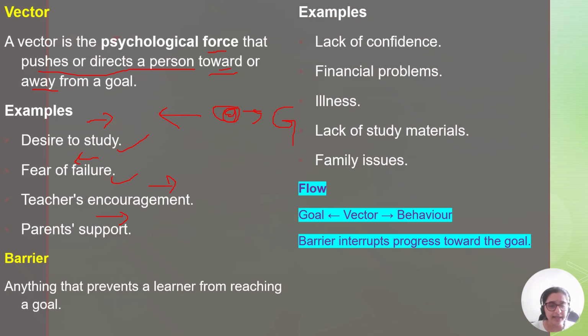What is the next one? Barrier. It is anything that prevents the learner from reaching the goal. Lack of confidence, financial problems, illness, lack of study material, and family issues. So all these pull the student away from the goal. So what is the flow here? First, vector will be in the center. This vector will direct a person towards a particular goal, and it will also direct a person to exhibit a particular behavior. Now barrier will interrupt the progress towards the goal. Okay, this is the flow you have to remember.